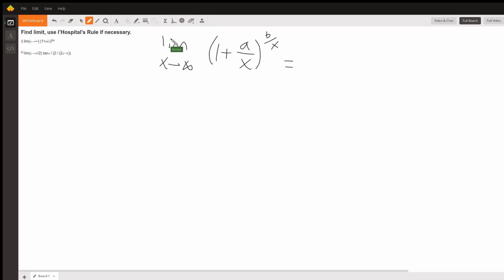So, approximately equals, because we can't really plug in infinity, but we're just going to plug in infinity and see, like, pretend it's a really high number there and see what it would do. So 1 plus a over infinity, raised to the b over infinity.